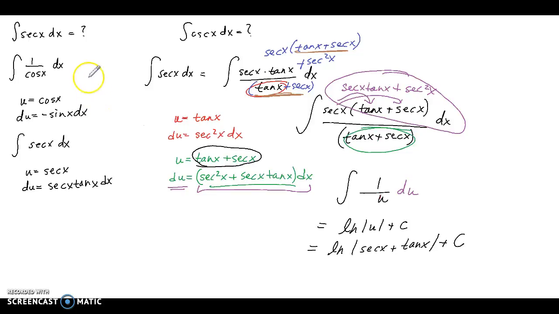If you try this route over here or the route down here, you'll end up with a lot of problems, and I really don't suggest it. Just go straight for the multiplication by 1 here. Okay, so that's secant x.